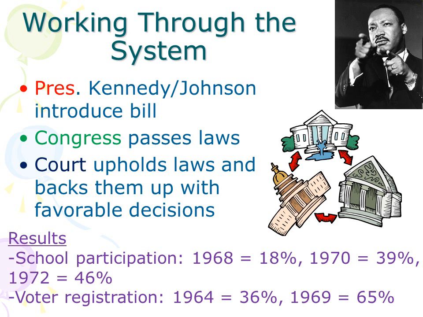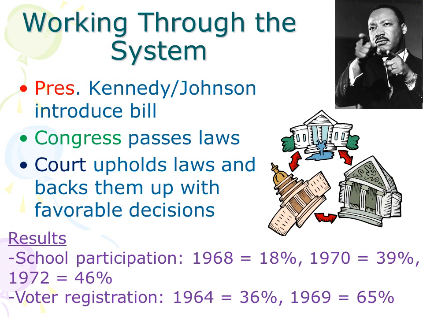And this was great because we were actually working through the system. We had all three branches of government working together to move things along in terms of the civil rights movement. Of course, you had your grassroots on the ground. There was fantastic mobilization done by a lot of really great civil rights activists at the time. But in terms of governmental action, we had Presidents Kennedy and Johnson introducing bills which were going to assist us. We had Congress passing laws which were going to assist us. And then the courts would uphold the laws and back them up with favorable decisions instead of striking them down. And so this really helped, particularly in two areas, in school participation and voter registration, where we really saw an increase in participation on both ends.